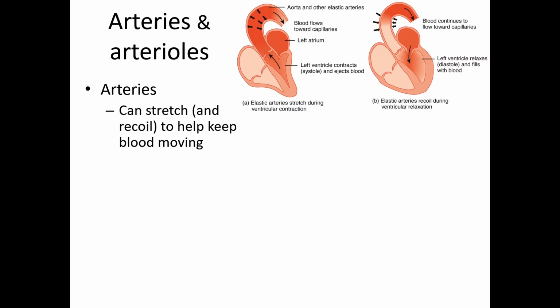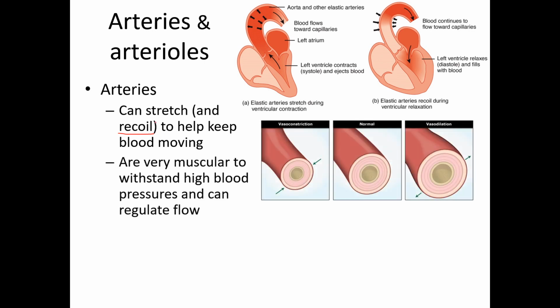So let's talk more about each of these in turn. Arteries are able to stretch. Think about a balloon. You blow air into a balloon, it stretches. And unless you tie it off, that air is going to come back out. That's what's called recoil, where it's going to go back to its original state, or have that tendency to go back to its original state. And that's going to help to keep the blood moving, actually. As mentioned, they're very muscular, so they can withstand very high blood pressures and also can adjust to regulate blood flow by changing their diameter.